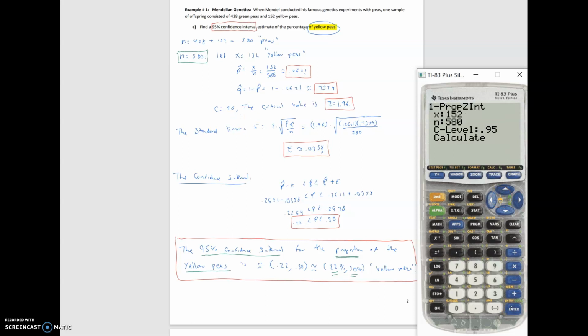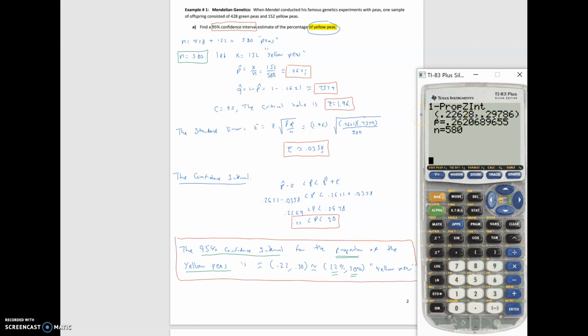And you're basically going to input x, which represents the x's, 152, and 580. C level, I'm adjusting it to 0.95. And this is going to carry a little bit of error. But if you were to round, actually, let me see. Yeah, this one gives us 0.22 to 0.29. We would have said 0.23.